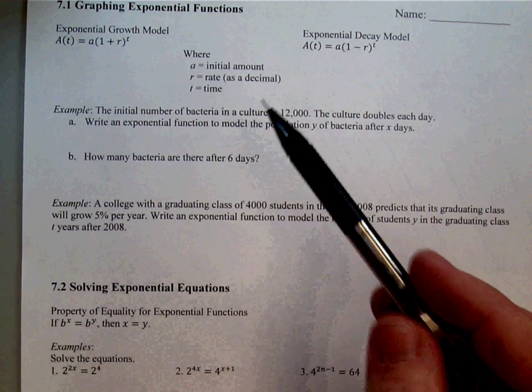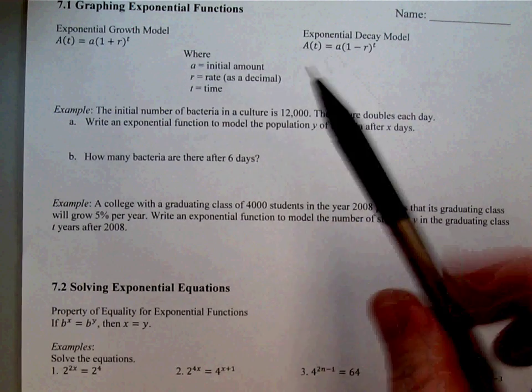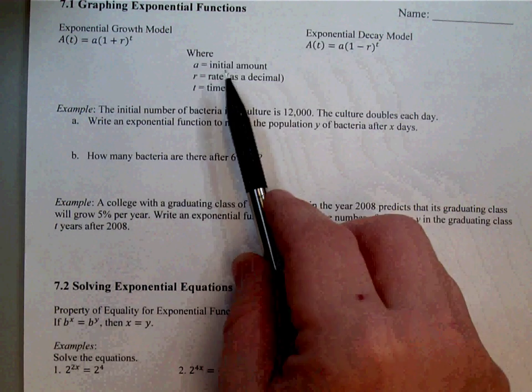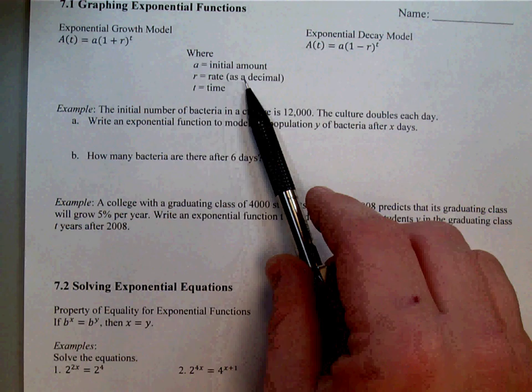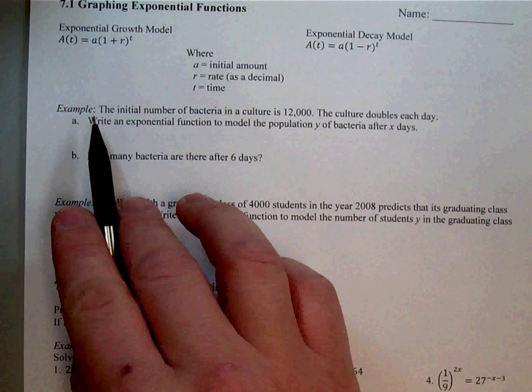All right, we have a little bit of notes from 7.1 that we didn't get to yesterday. There's models or equations for exponential growth and for exponential decay listed right here at the top. The A means the initial amount, R is your rate, you're going to change it to a decimal if it's a percent, and your T is time. So we're going to go through a couple of examples.